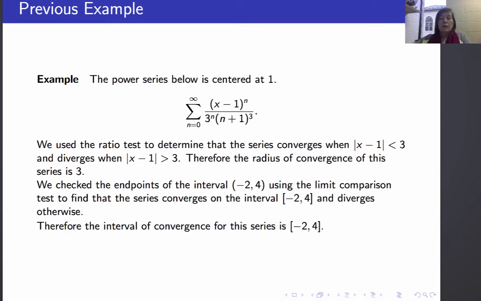We've already determined a lot of things about this power series. We used the ratio test and we figured out that this series converges when the absolute value of x minus 1 is less than 3 and diverges when the absolute value of x minus 1 is greater than 3. So the radius of convergence of this series is 3, and we checked out the endpoints of the interval from minus 2 to 4, and we saw that the series converged at both endpoints. So the interval of convergence for this series is from minus 2 to 4.